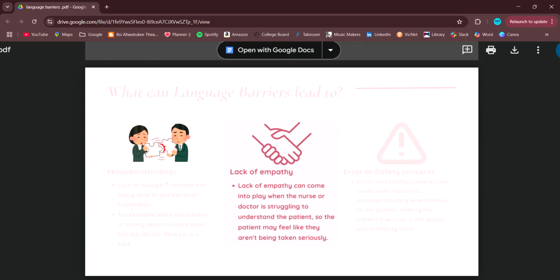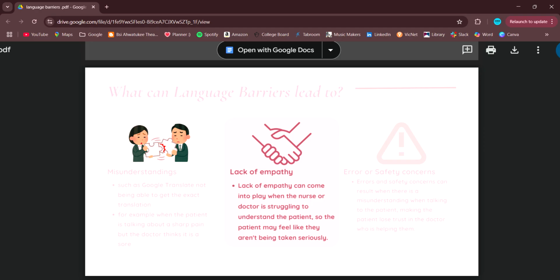So, what can these language barriers lead to? First, it can lead to a lot of misunderstandings. Google Translate is often not able to get the exact translation of what the patient wants to tell the doctor. This can lead to a lot of misunderstandings when it comes to pain, for example, when the patient is talking about a sharp pain, but the doctor thinks that it's a sore. Now, these can be treated very differently, and it can lead to a misunderstanding in the treatment and the symptoms aspect.